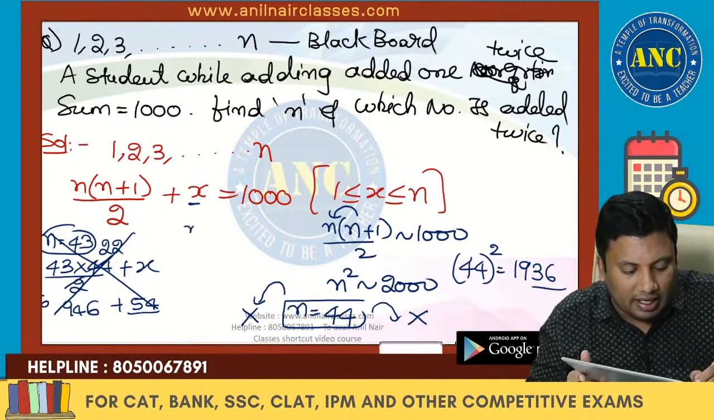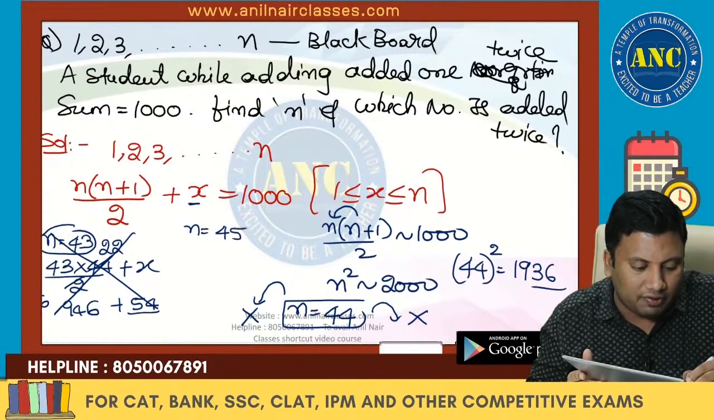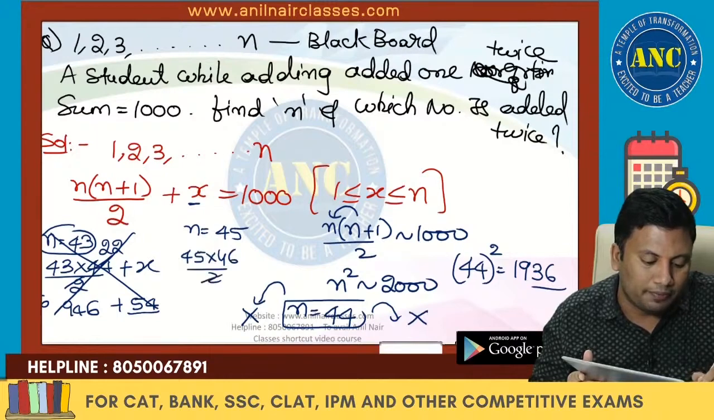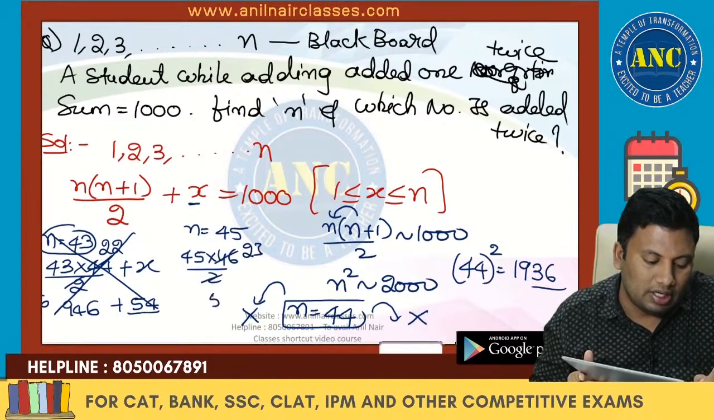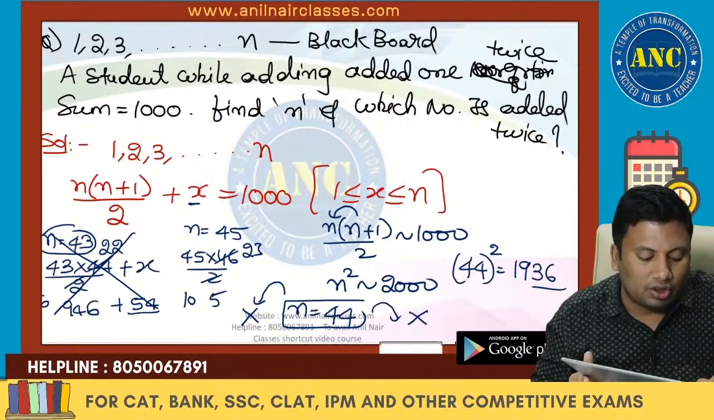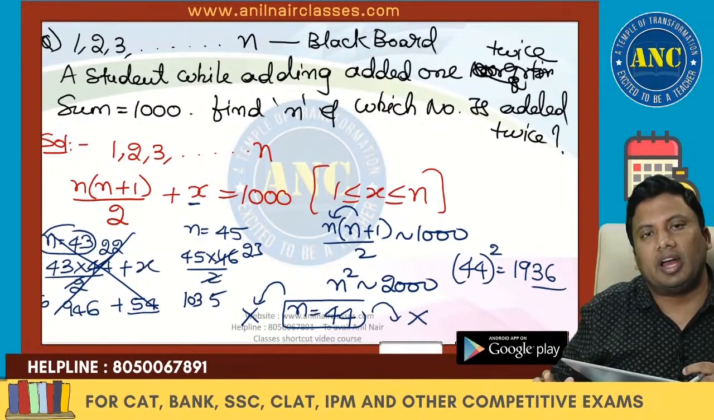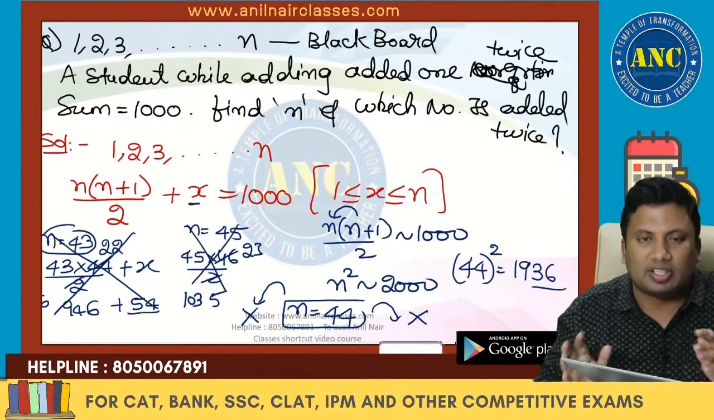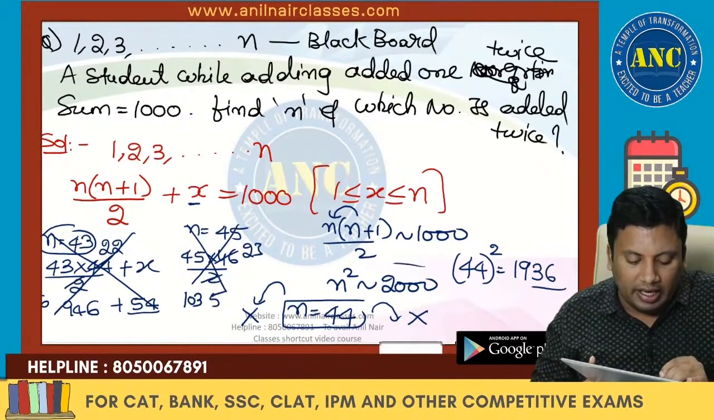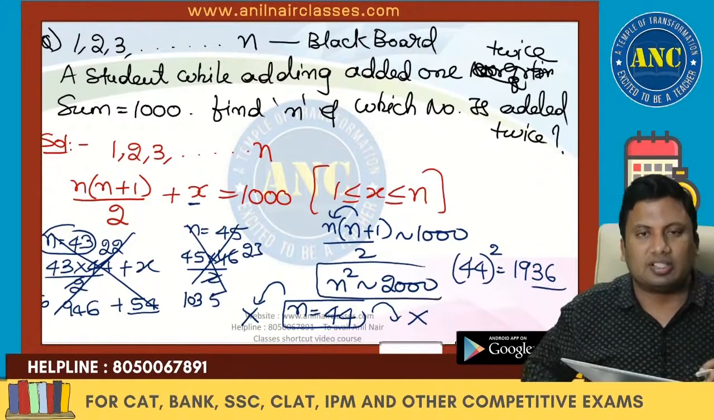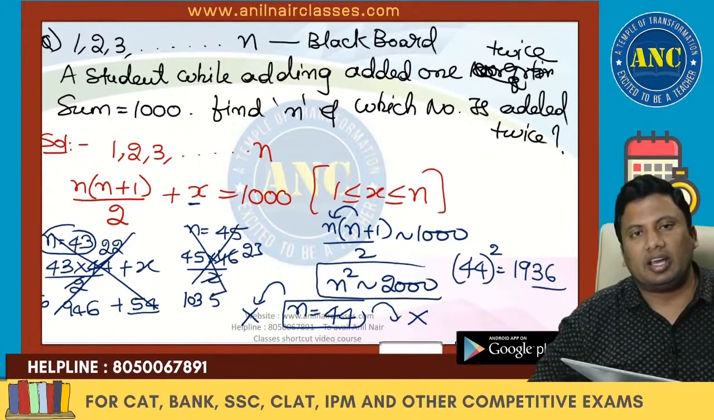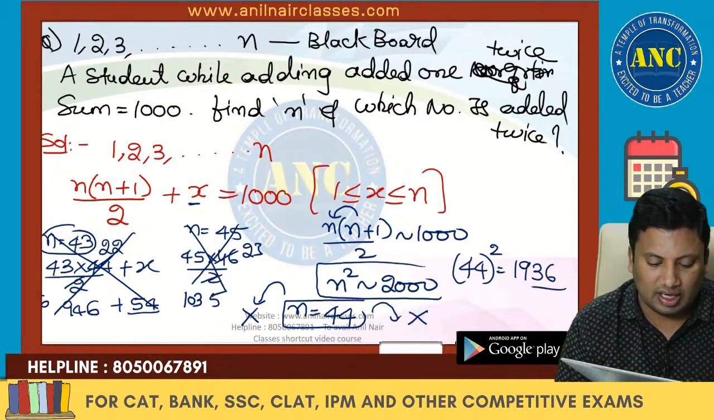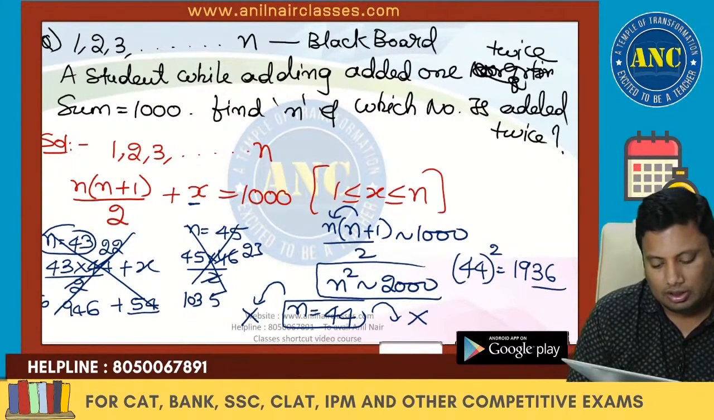If I take n greater than 44, say 45, then 45 into 46 by 2 is 1035. If I add some positive value, how can it be 1000? That means the idea is very simple. Take a perfect square just less than the right hand side.